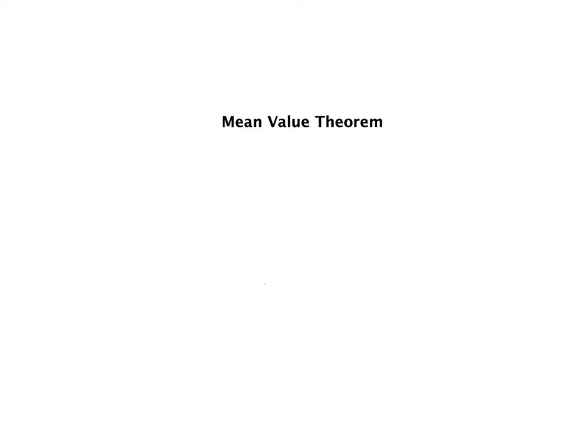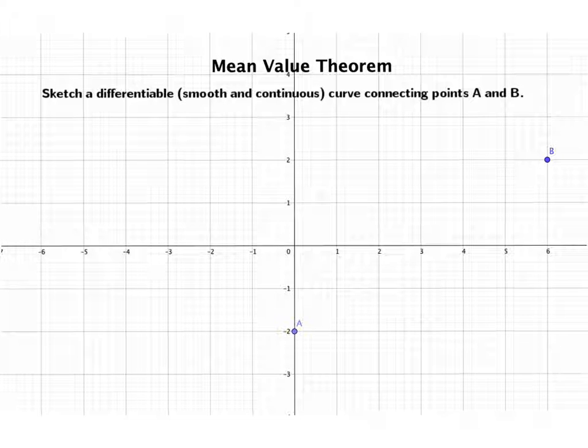So let's start off with a little exercise. The exercise is to sketch a differentiable curve connecting points A and B. So remember, for a curve to be differentiable, it has to be continuous and it has to be smooth. In other words, it can't have any cusps or corners. So go ahead, sketch this out, draw your point A and B, and draw your smooth curve.